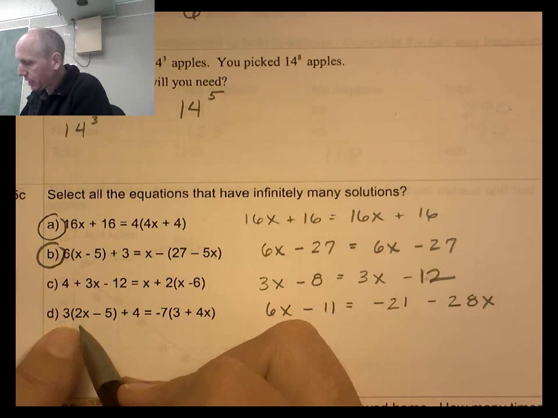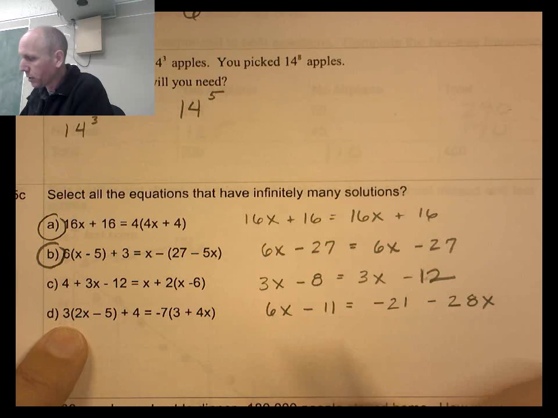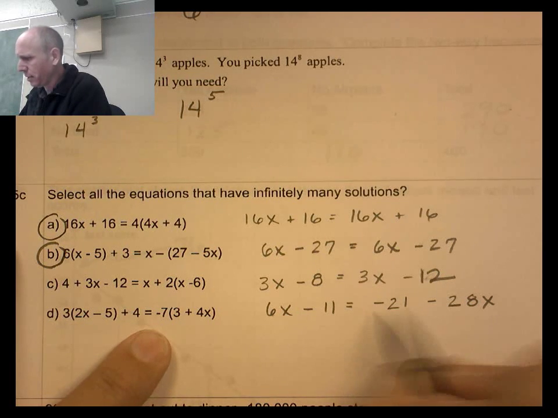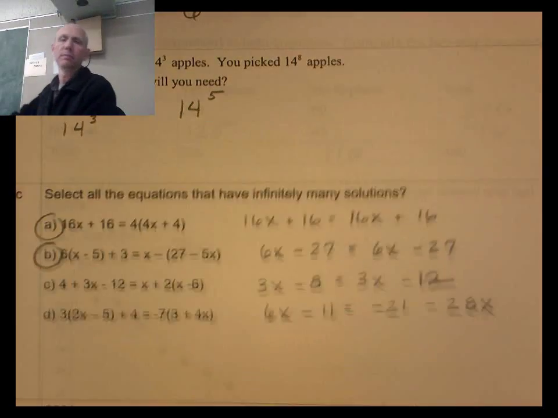And this is, what, 6x minus 15 plus 4. So 6x minus 11. Does that equal negative 21? I can stop right there. It doesn't equal negative 21.